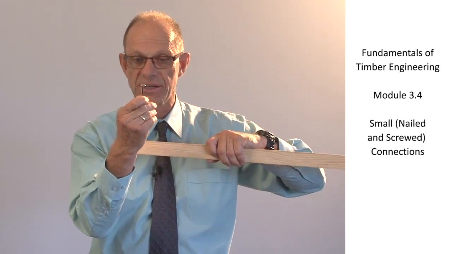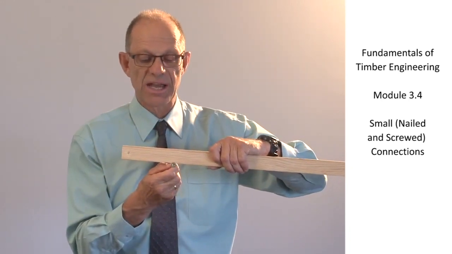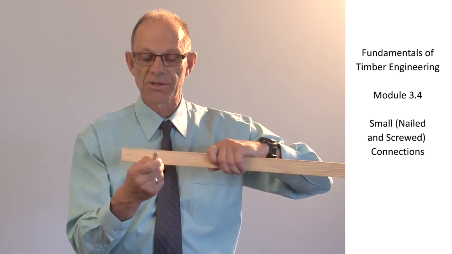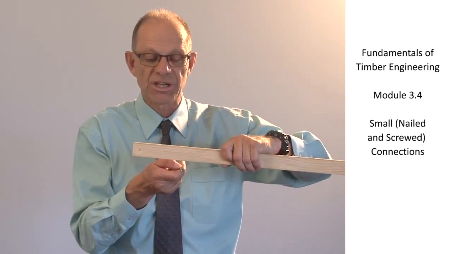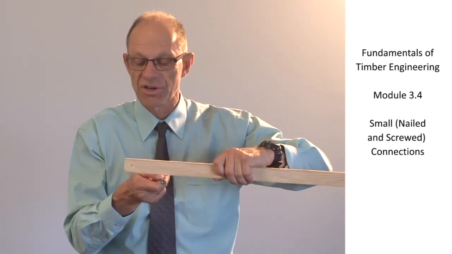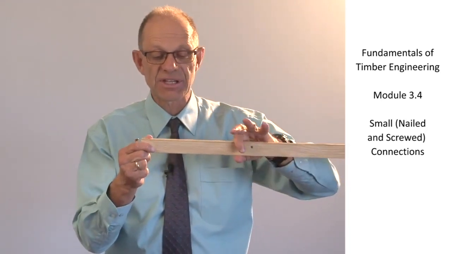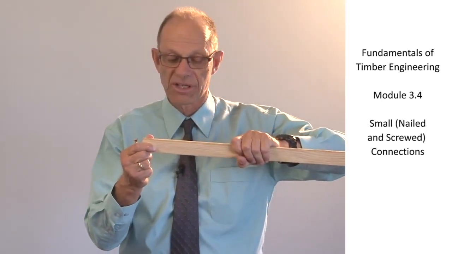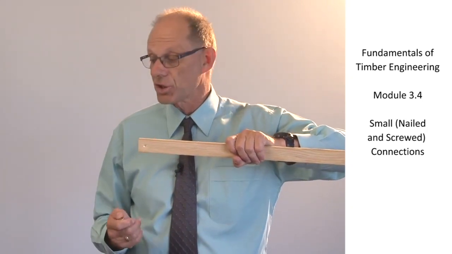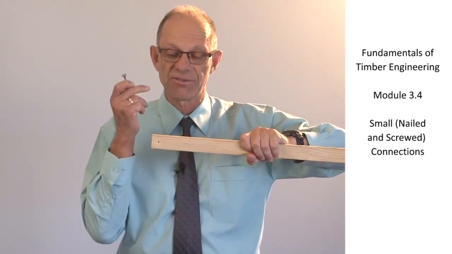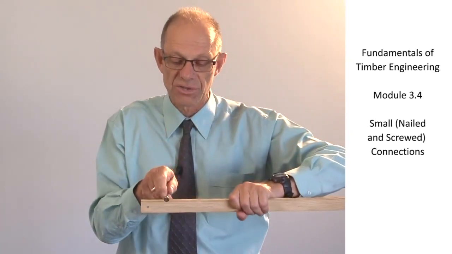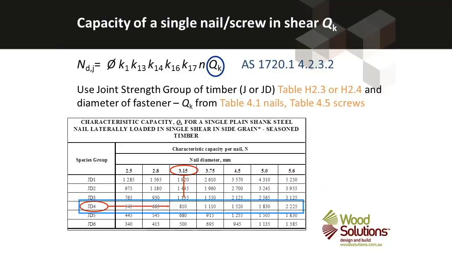diameter of the fastener. The larger the diameter, the larger the capacity of the fastener, because it has more shear capacity to carry across the shear interface. Likewise, the higher the density of the timber, the higher the capacity of the connection as well. So QK, the capacity of a single fastener across a single shear plane, is given by a table that looks very similar to that. And screws and nails have tables that are very, very similar.